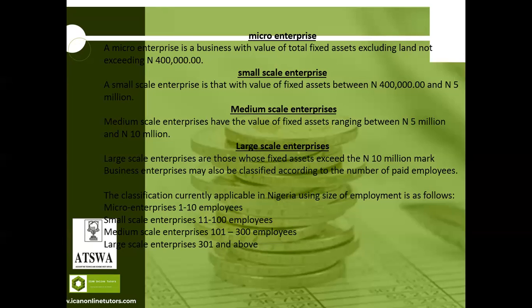So please don't forget, you have short answer and multi-choice questions in your exam. Don't forget this, please. When we say micro, in terms of assets, it is 400,000. Small is 400,000 and 5 million. Medium is 5 million and 10 million. Large is above 10 million. If you're not using assets, the number of employees: micro is between 1 to 10, small is 11 to 100, medium is 101 to 300, and the large one is above 301.